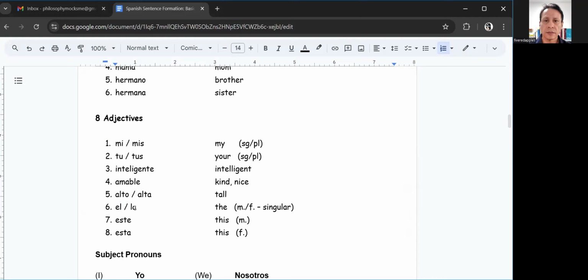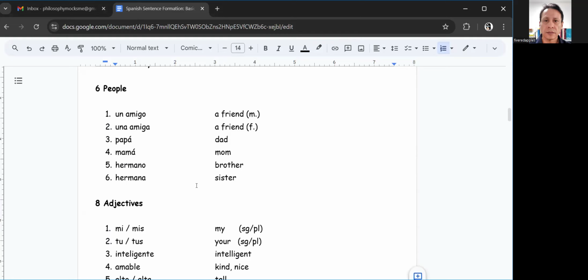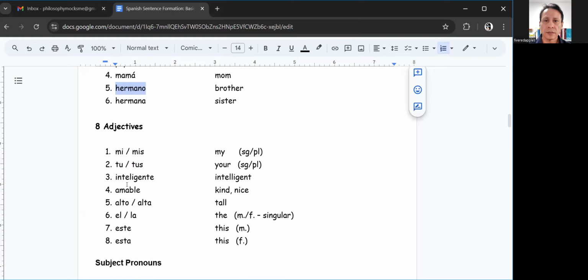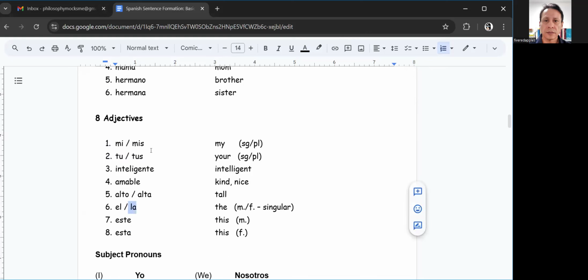So el, like if I say el hermano, which would be the brother. La hermana, which would be the sister. I haven't put the plurals because we're not going to use them yet.